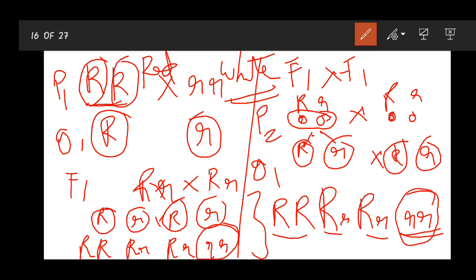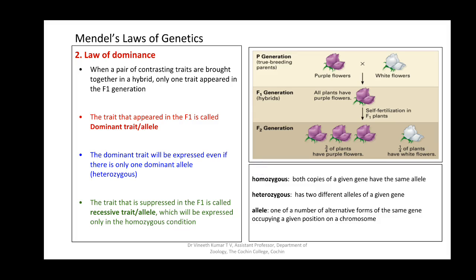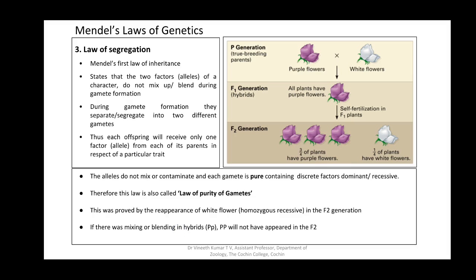And this segregation, or this particular property, is what is called the law of segregation. So we'll come to the explanations which are given here, which will make it more clear. So when a pair of contrasting characters... here Mendel's first law of inheritance states that the two factors, which we now call the alleles of a character, do not mix up or blend together during gamete formation because they are distinct and separate particles which are called unit factors.